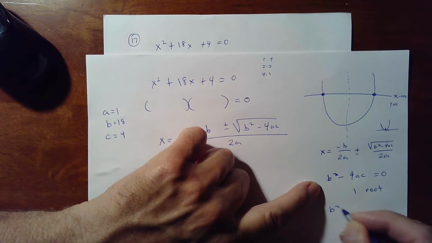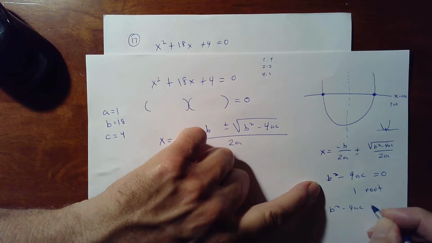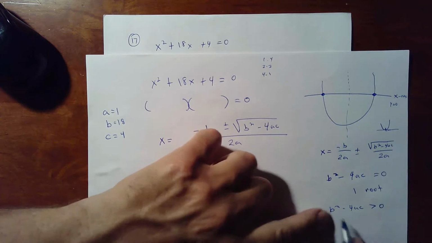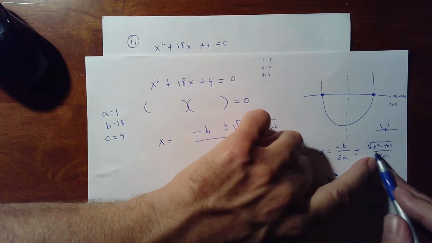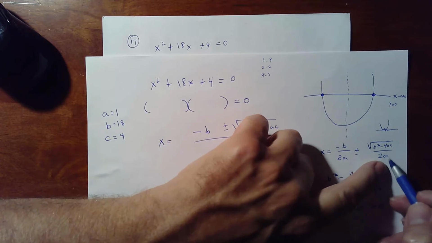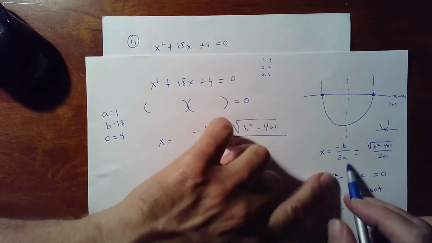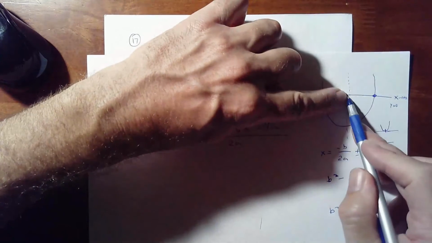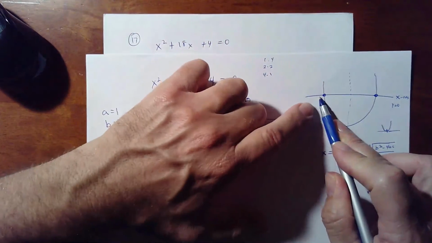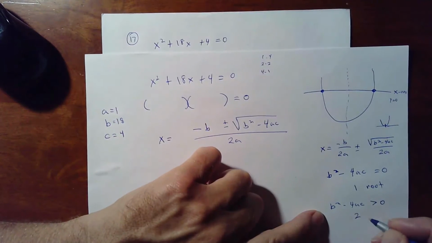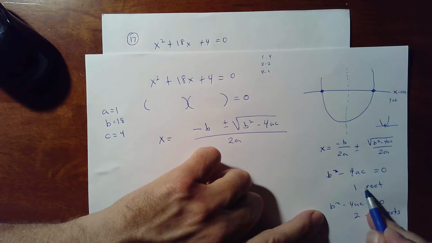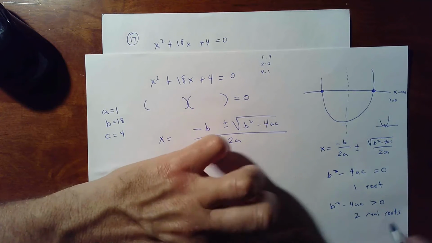If b squared minus 4ac is greater than 0, then we have a radical of a number. Let's say it's 1. So the square root of 1 is 1, and we have 1 divided by 2a. So we have this point of symmetry, and we do plus 1 divided by 2a, and then minus 1 divided by 2a, and we get 2 real roots. So we have either 1 real root or 2 real roots.